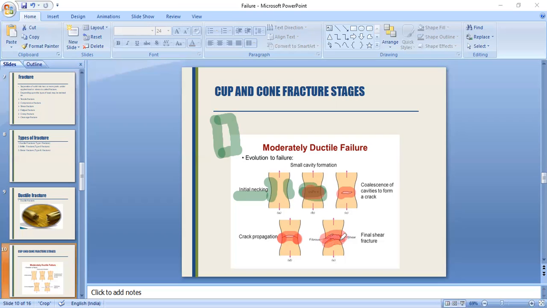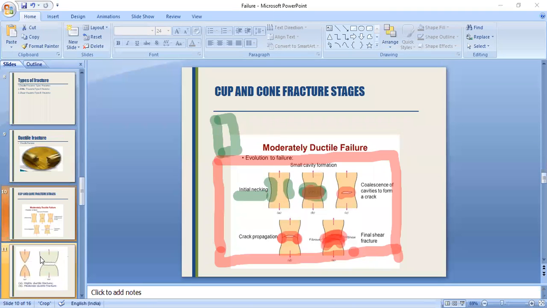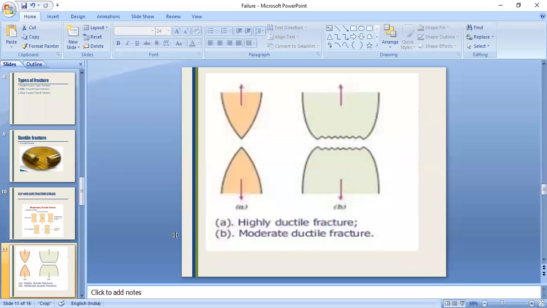So that is what you can see here: the cup and cone shape of the material. These are the five steps we see in a material when we apply a tensile load on it. Let us see further.